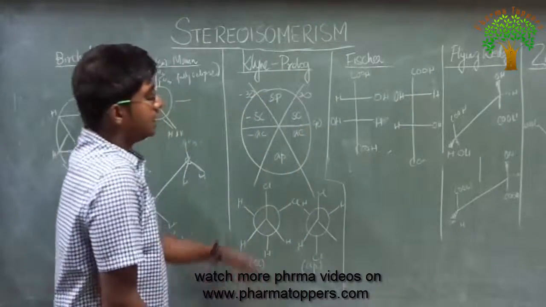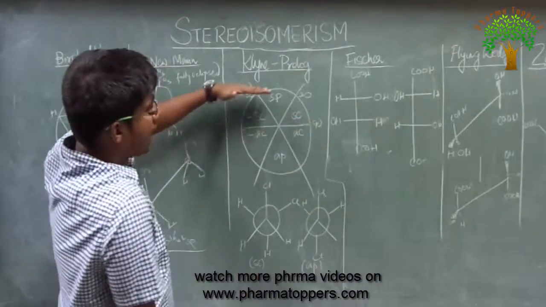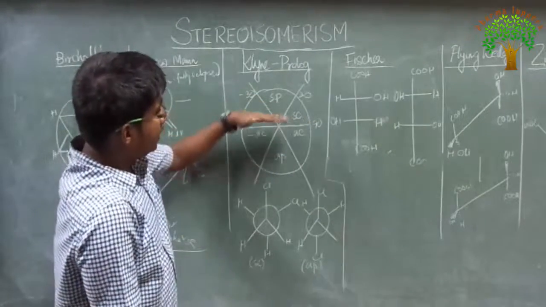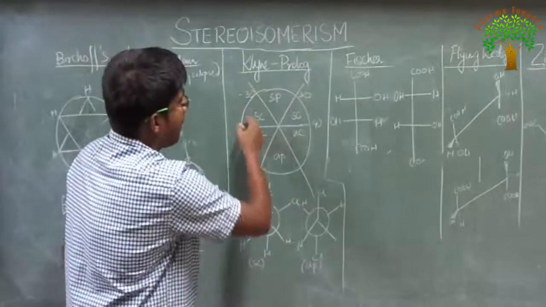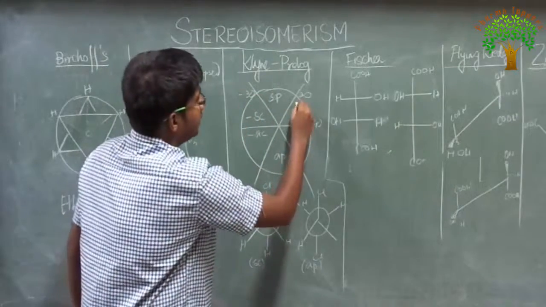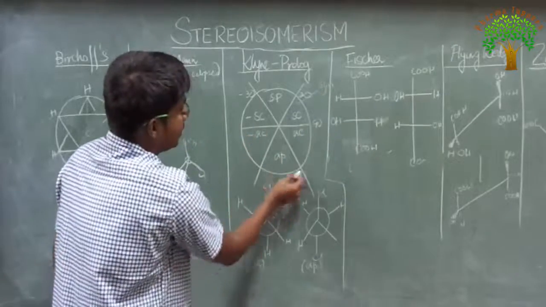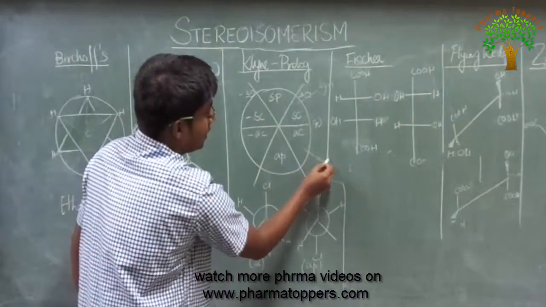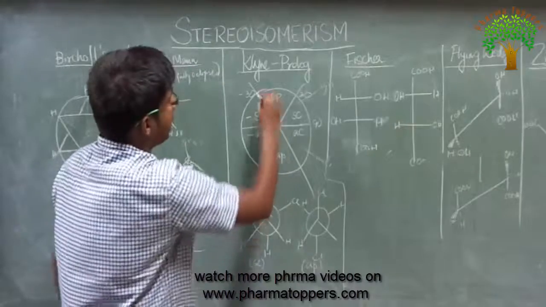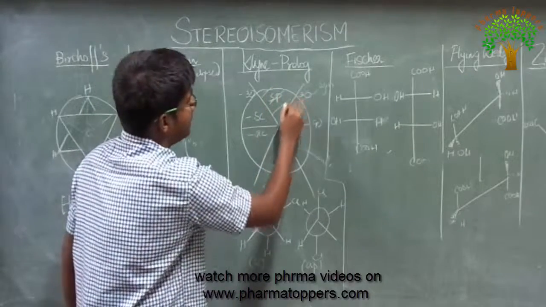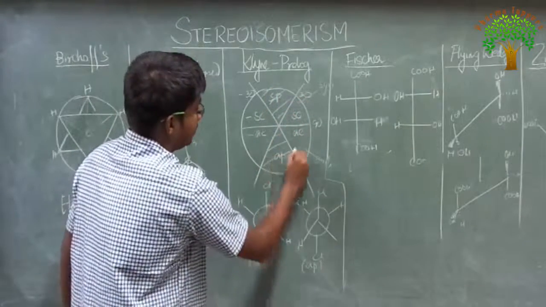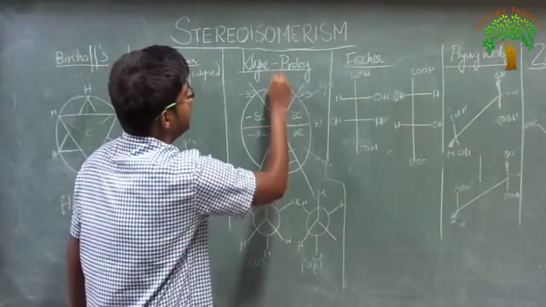Now it first divides the circle into 2 equal halves, the top half and the bottom half. The top part is known as the syn part, and the bottom is known as the anti part. Now this part that I am just shading is known as the periplanar part.